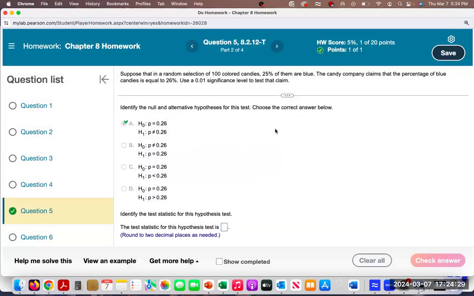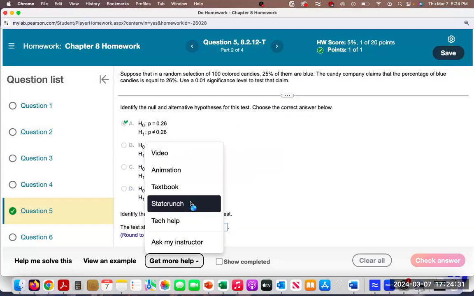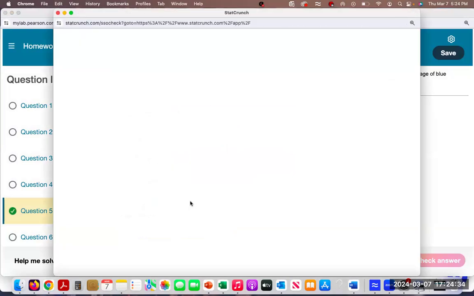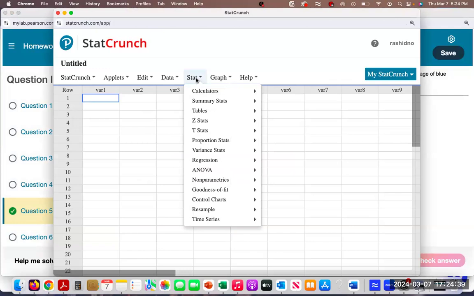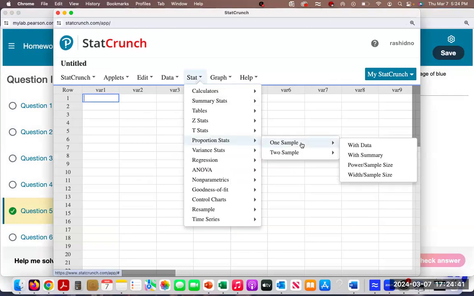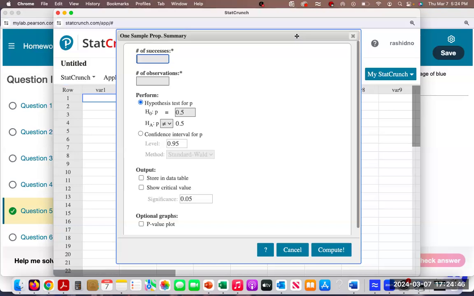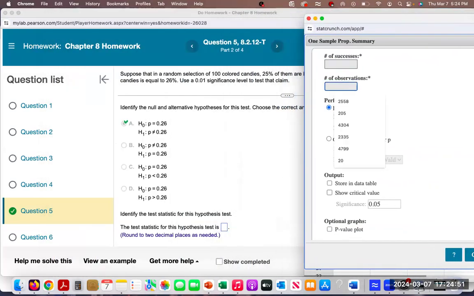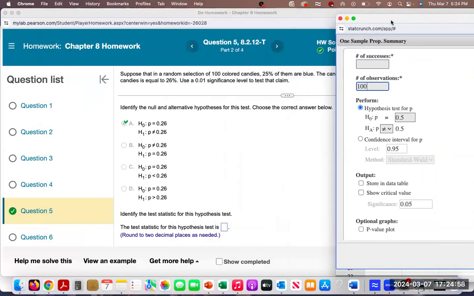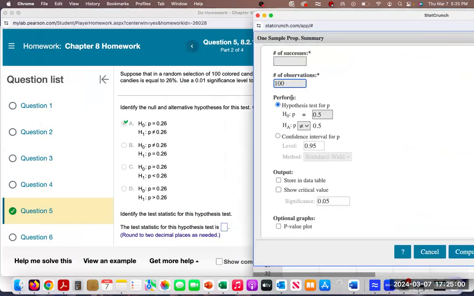And since we are working with proportion, we can use StatCrunch to get our answers. So we can go on Stat, Proportion Stats, One Sample, With Summary. We don't have the actual data. From there, enter all the information that you have. Number of observations is the number of candies. There's 100 candies, and based on this information, 25% of them are blue. So 25% of 100 is 25.